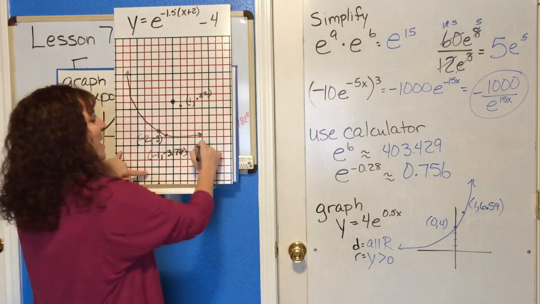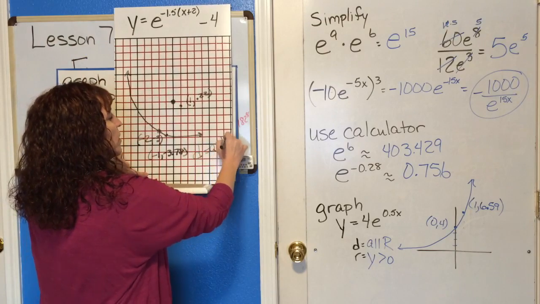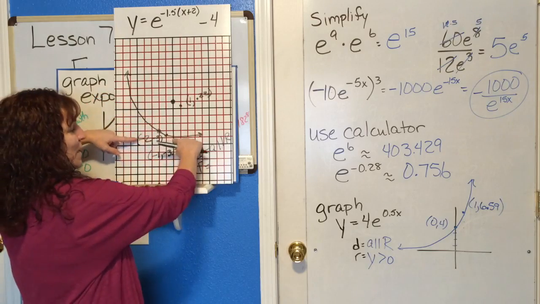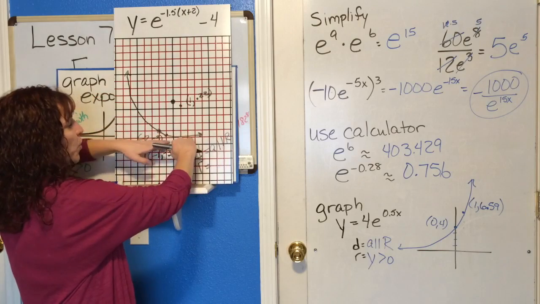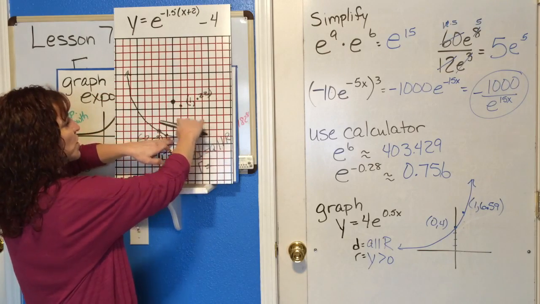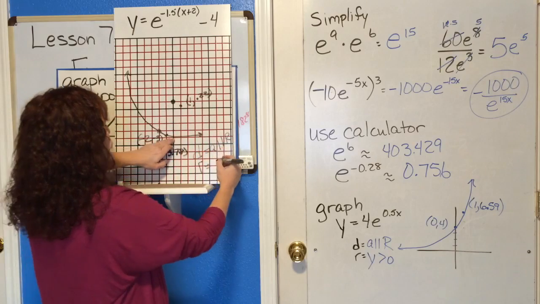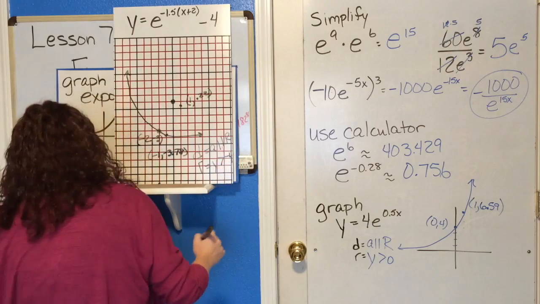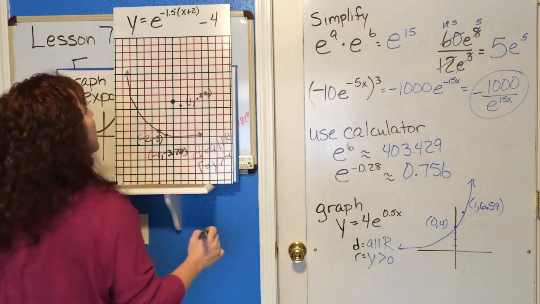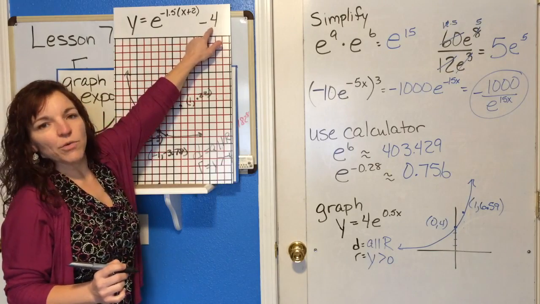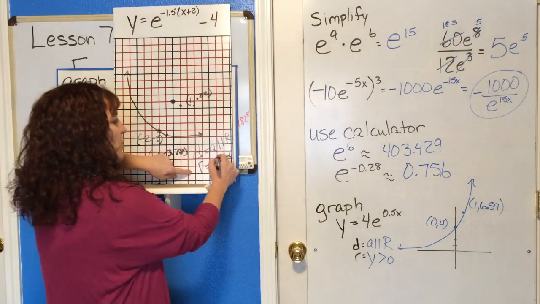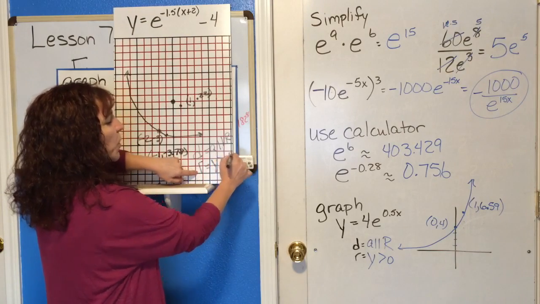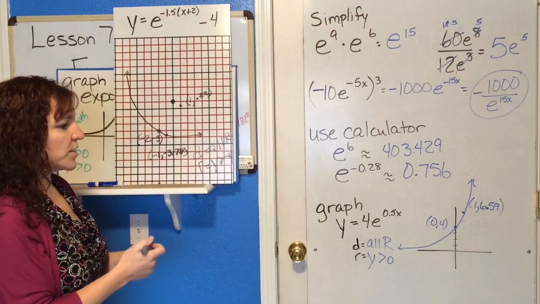And remember, your domain is all real. And now remember, your range is going to be the asymptote right here, that we're almost to, but we're not going to cross. So this is negative 1, 2, 3, 4, negative 4. So y is going to be greater than negative 4. And actually, that makes perfect sense because we're going to shift it down 4. So can you read that? This says range is y greater than negative 4. Okay? All right. So far, so good.